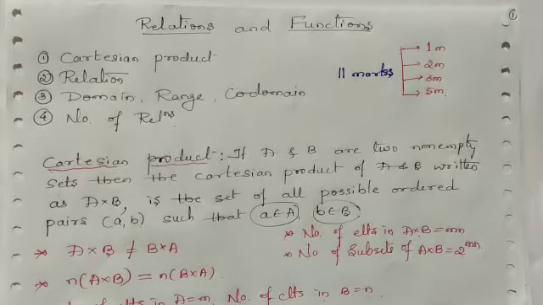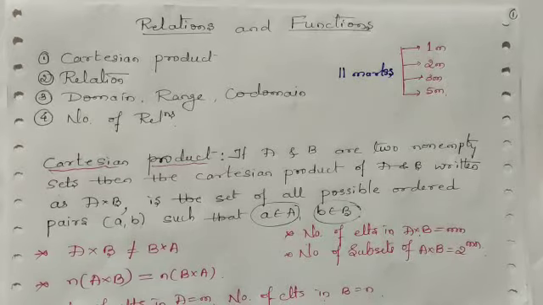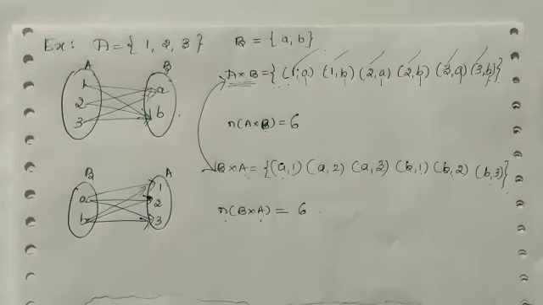So first we'll recall some terminologies that we have studied in class 11, that is Cartesian product, relation, domain, range, codomain and number of relations. First we'll see what is Cartesian product. We'll take an example. Set A contains 3 elements 1, 2, 3. Set B contains 2 elements A and B.